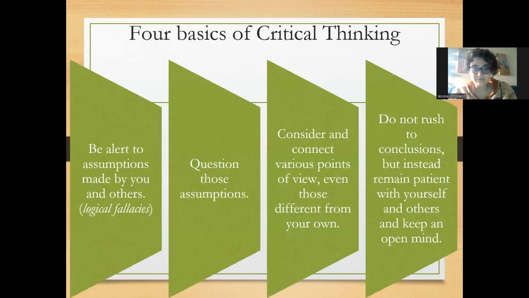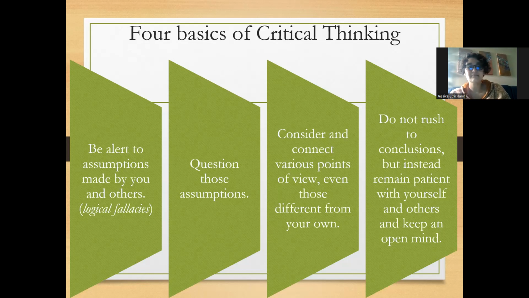So the 4 basics of critical thinking is to be alert to assumptions made by you and others. Don't assume things. Question those assumptions. Why do I feel this way? Why do I believe this? Consider and connect various points of view, even those different from your own. And be careful with that, because you do want to consider different viewpoints, but you want to make sure that you are considering different viewpoints that are coming from logical, scientifically based backgrounds and not crazy. And then finally, don't rush to conclusions, but instead remain patient with yourself and others, and always keep an open mind.